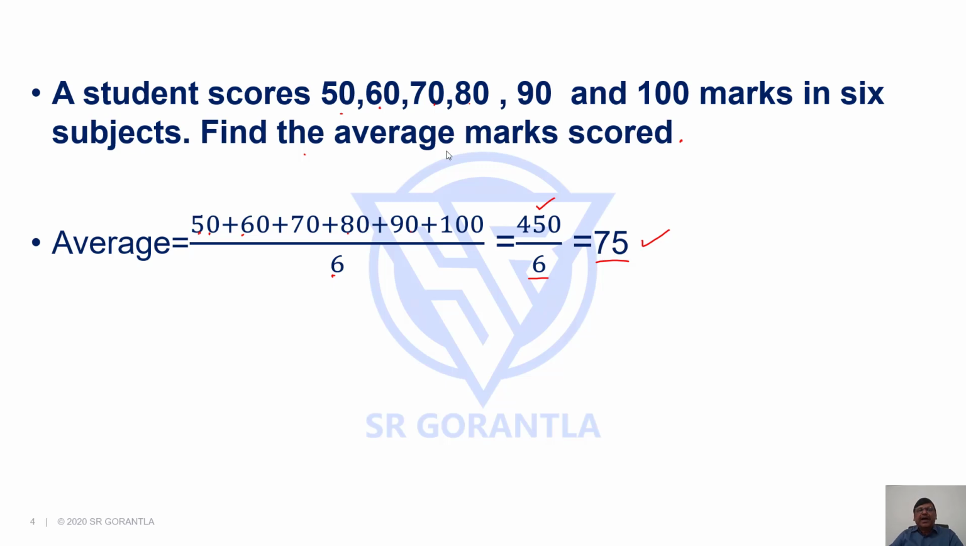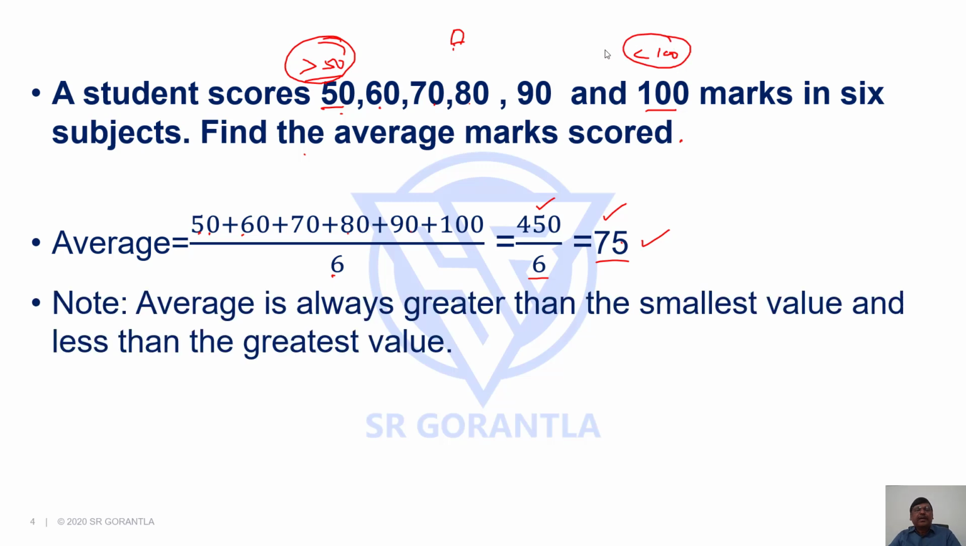And please remember, the average will always be more than the smallest number, more than 50, and less than the largest number, 100. I'm not saying it should be exactly in the middle. It just coincidentally comes exactly in the middle. It need not be the middle number, but it will always be between the smallest and highest numbers. Note, average is always greater than the smallest value and less than the greatest value.